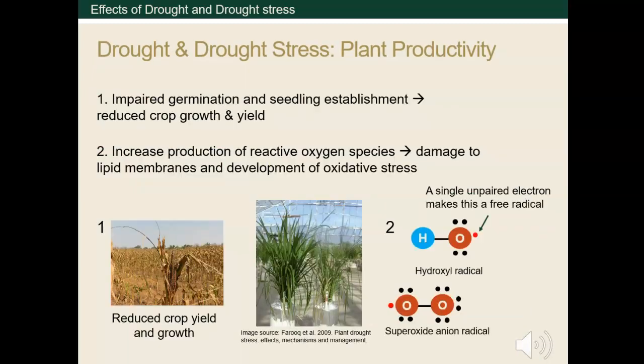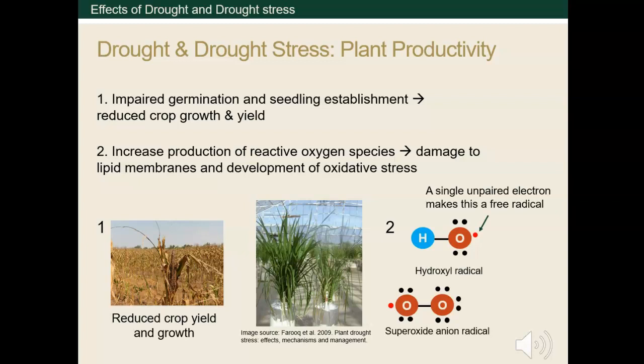Although the term plant productivity mostly refers to photosynthesis, I'm using this term more loosely to refer to overall plant growth and success. Under drought stress, plants suffer from impaired germination and poor seedling establishment, which reduces crop growth and yield.